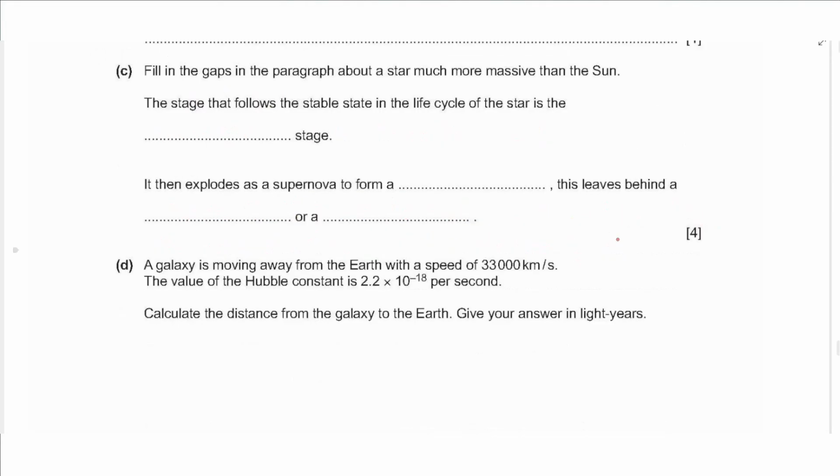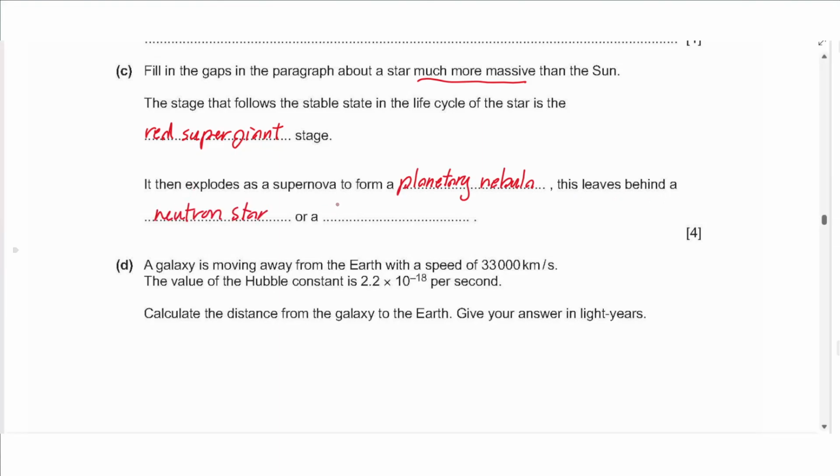Part C says, fill in the gaps in the paragraph about a star much more massive than the sun. The stage that follows the stable state in the life cycle of the star is the red supergiant, since it is much more massive than the sun. It then explodes as a supernova to form a planetary nebula. This leaves behind a neutron star or a black hole. So these are the options.